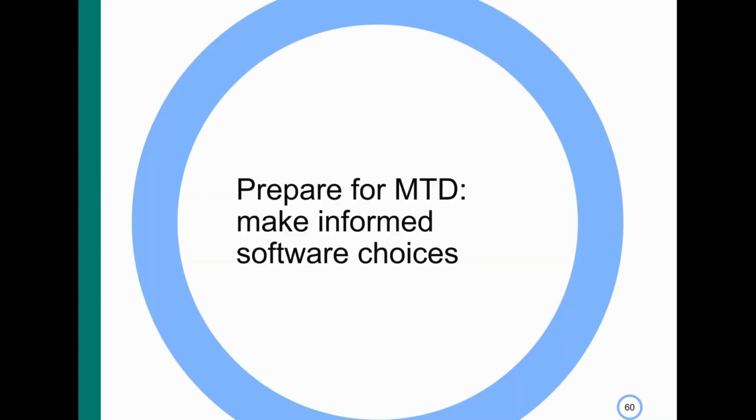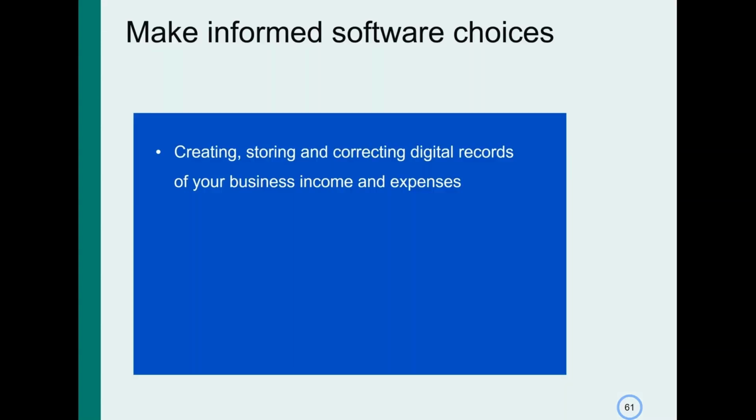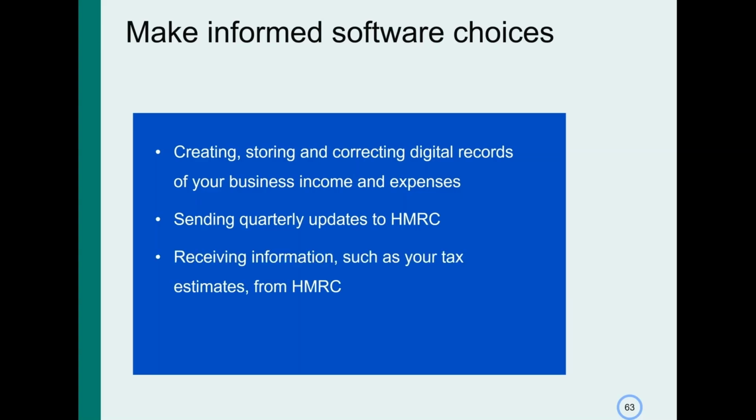In conjunction with thinking about who does what through the year, you will need to think about how the software will be used and by whom. You will need to use Making Tax Digital for Income Tax compatible software for creating, storing, and correcting digital records of your business income and expenses. The software will also be used for sending quarterly updates to HMRC, receiving information such as your tax estimates from HMRC. And compatible software must also be used for submitting your end-of-year tax return to HMRC.